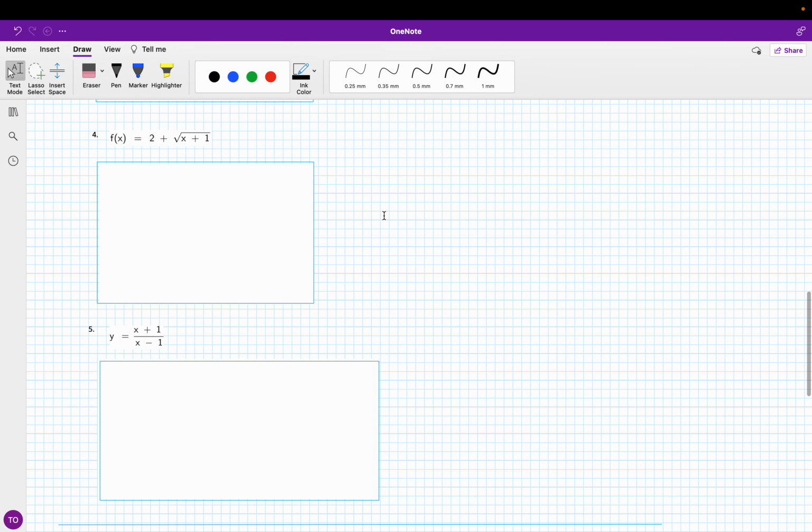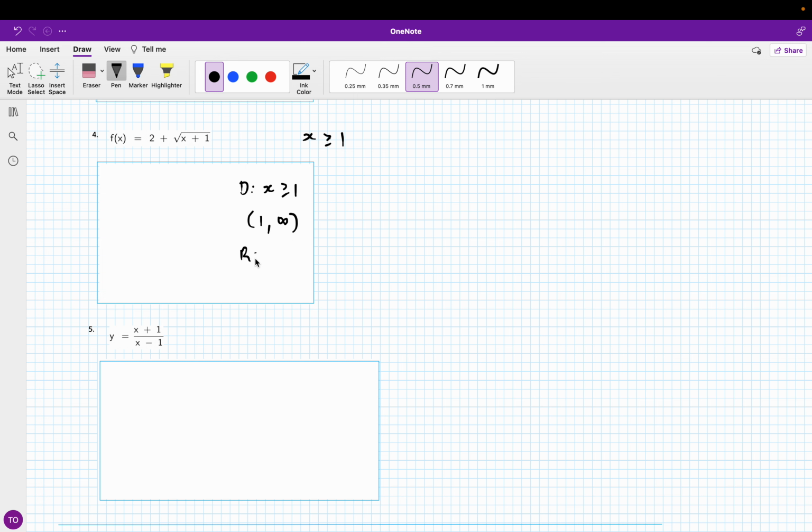Here's a little bit of a different question here, question 4, where we have a kind of combination question. So 2 plus root x minus 1. Again, x minus 1 is greater or equal to 0, so x is greater or equal to 1. So that would mean a domain. My domain then is x is greater or equal to 1, so this is from the x number to infinity.